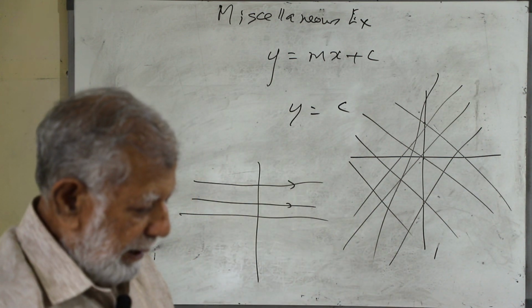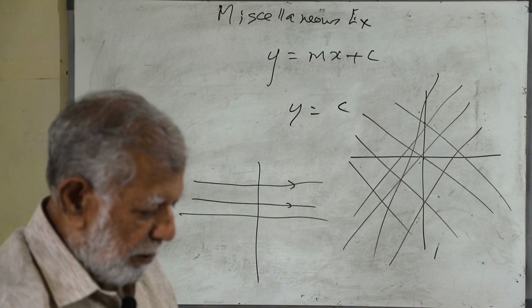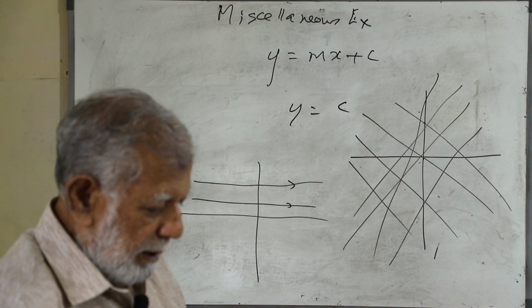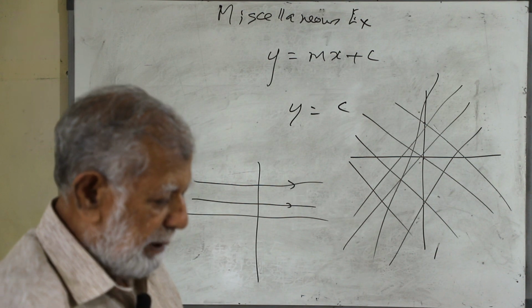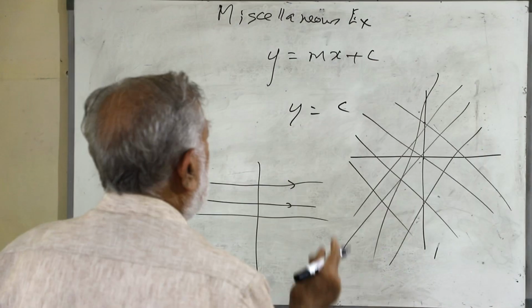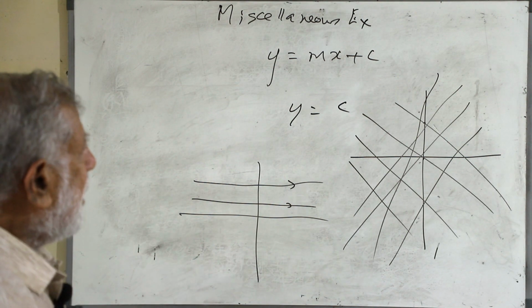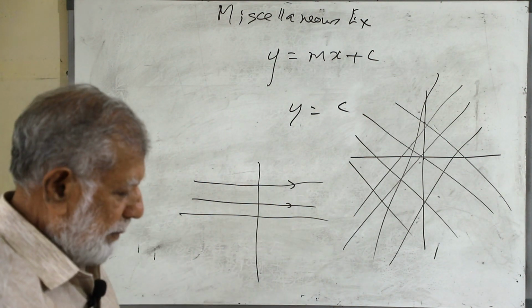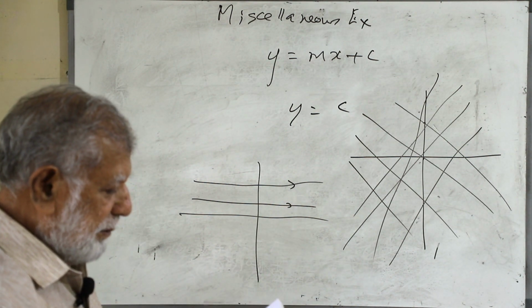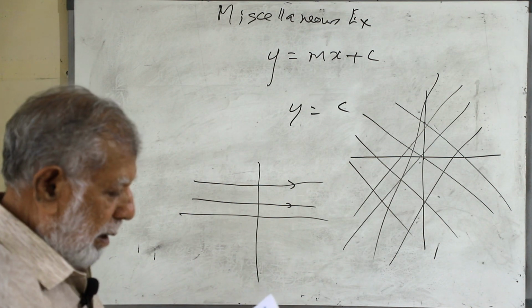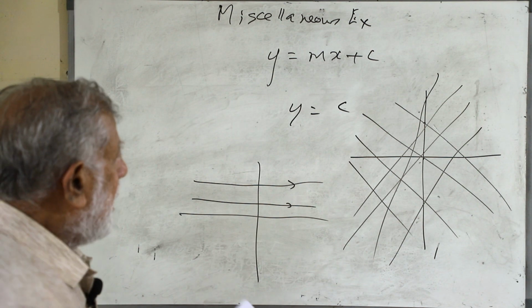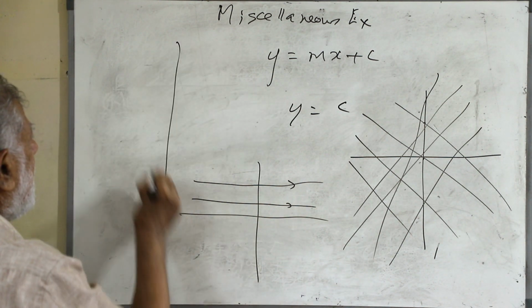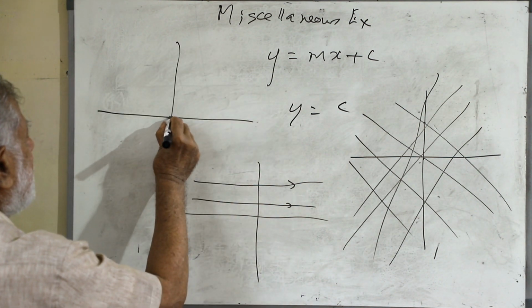Third one, it is not necessary for c to be 0 for the graph of a function of the form y equals mx plus c to pass through the origin. So what is the origin? The origin is this point.